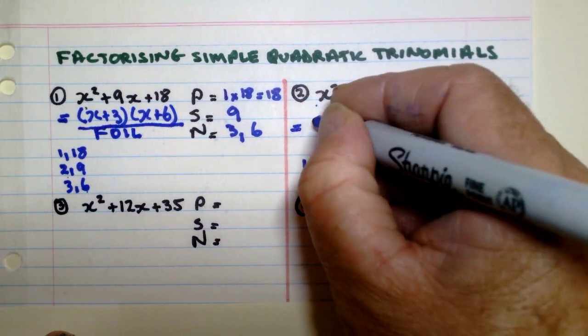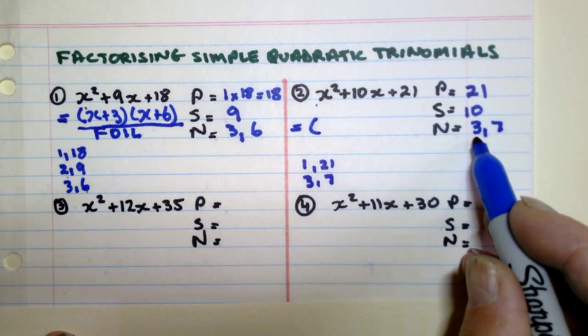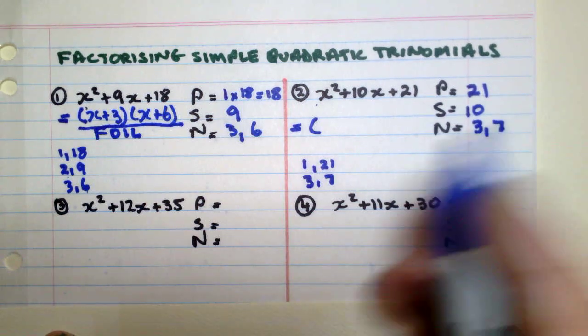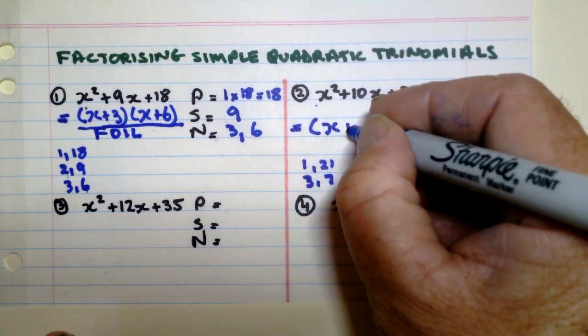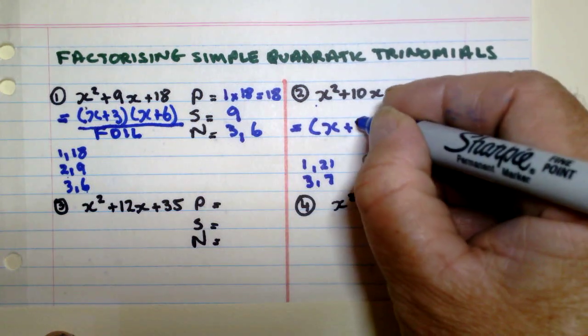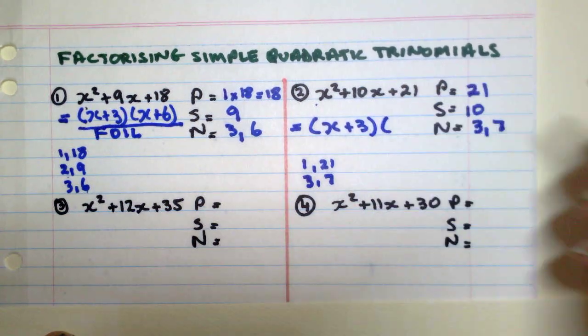So it's going to equal, it doesn't matter which order I write these in. I could have written a 7 there and a 3 there. It just doesn't matter because of the commutative law of multiplication is what's at play here, so it doesn't matter.